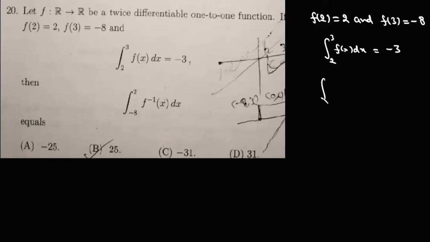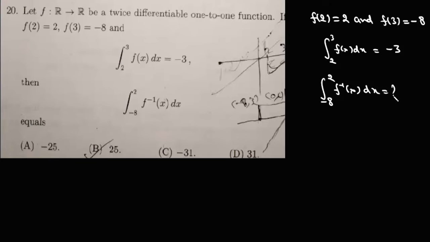Now in question number 20, we are given a function f which is twice differentiable, and it is a 1-1 function, and it says f(2) is equal to 2 and f(3) equals minus 8, and we are also given that this integral from 2 to 3 of f(x) dx is minus 3. Then we need to find this integral from minus 8 to 2 of f inverse x dx.